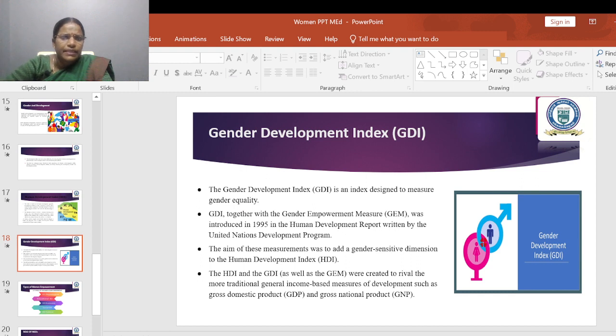Gender development index. Gender development index is an index designed to measure gender equality. GDI, together with the gender empowerment measure, was introduced in 1995 in the Human Development Report written by the United Nations Development Programme. The aim of this measurement was to add a gender sensitive dimension to the Human Development Index. The Human Development Index and the GDI were created to rival the more traditional income-based measures of development such as gross domestic product and gross national product.